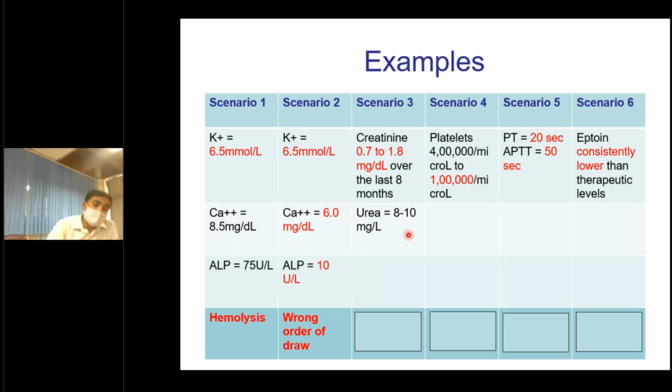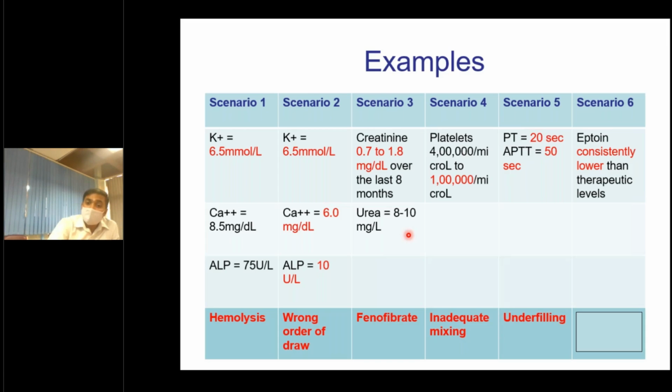In scenario 3, the clinical history was missing. Actually, the patient was on fenofibrate, which is known to interfere with analytical assays, giving falsely high values. And platelets, as I've already told you, either due to inadequate mixing or prolonged storage with the EDTA or inappropriate volume, if the EDTA is more, can lead to aggregation of these platelets, resulting in low platelet values.